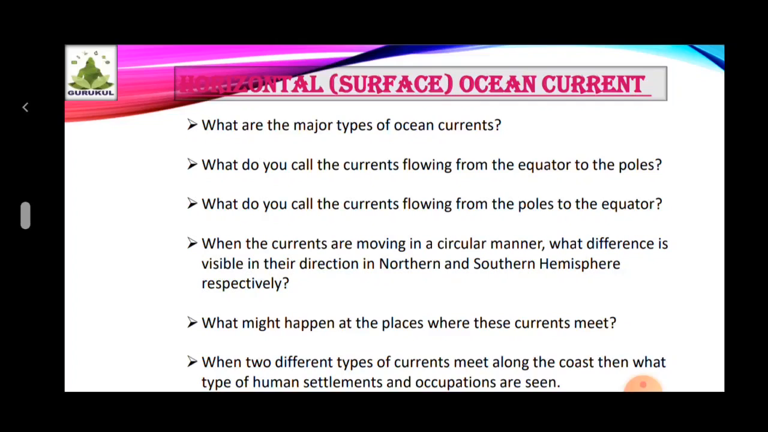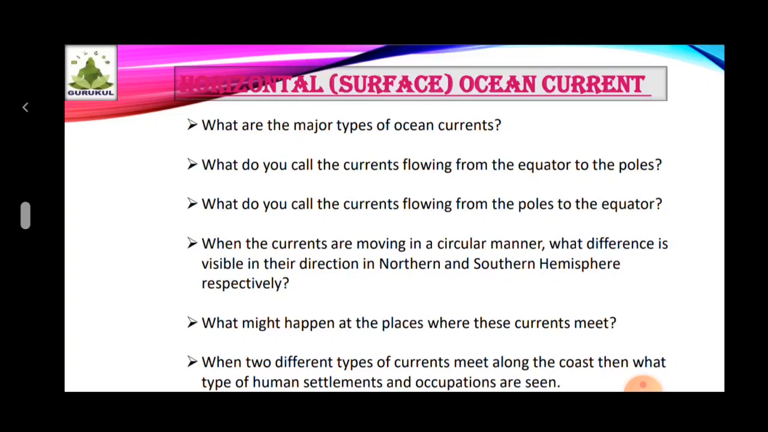As you have studied the map given in figure 5.4 earlier, we have discussed about that. Now let's study the map again and answer the following questions. Here are the questions. The first question: what are the major types of ocean currents? And the answer is, warm ocean currents and cold ocean currents are the major types of ocean currents.